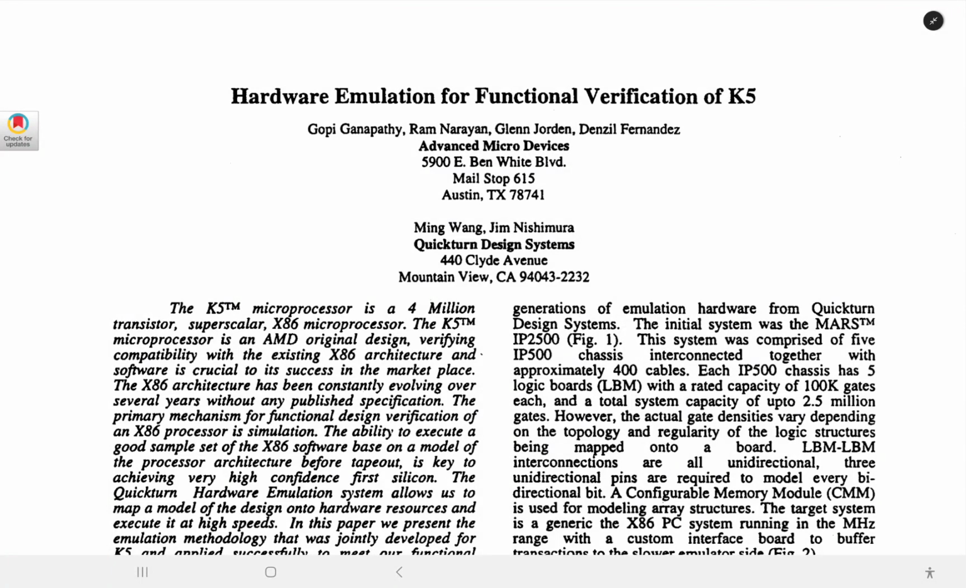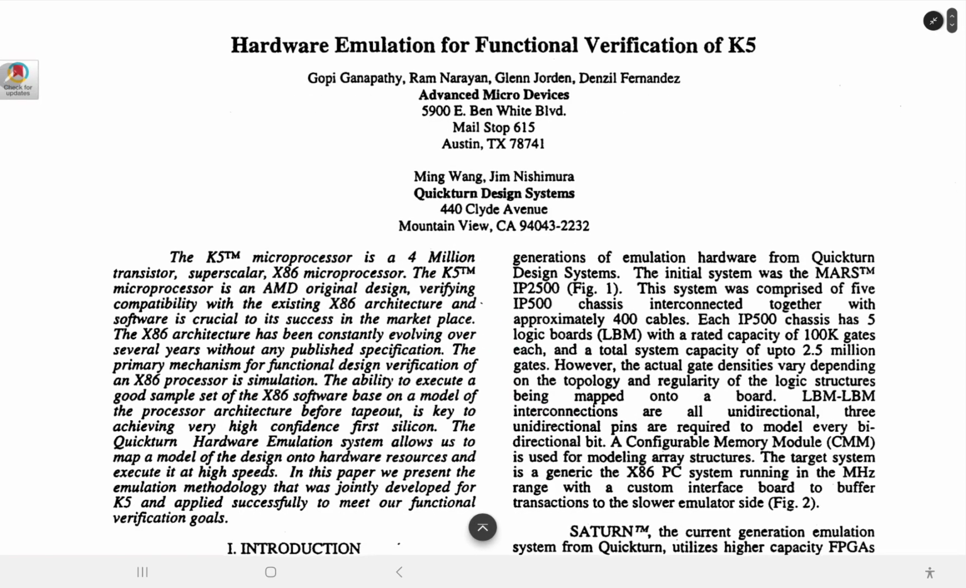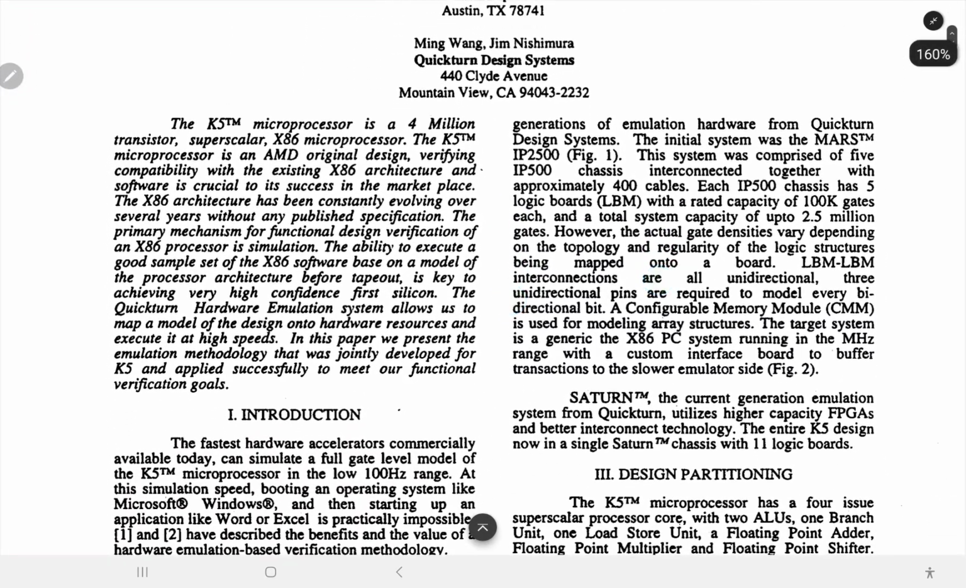Hardware emulation. Hardware emulation for functional verification of K5. The K5 TM microprocessor is a 4 million transistor superscalar x86 microprocessor.